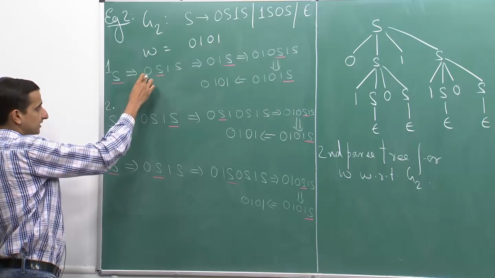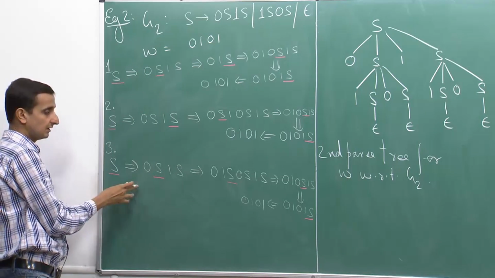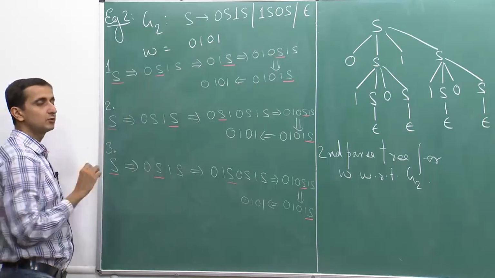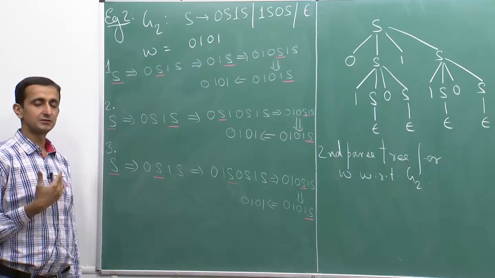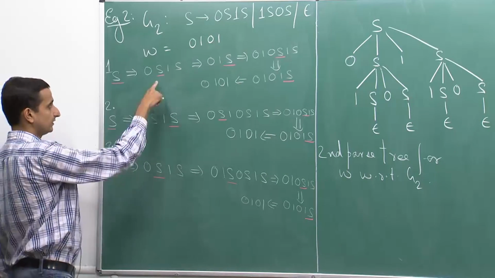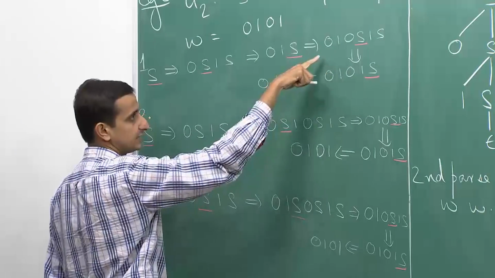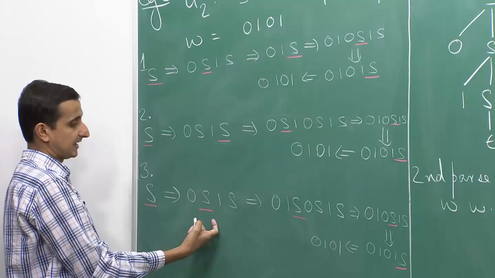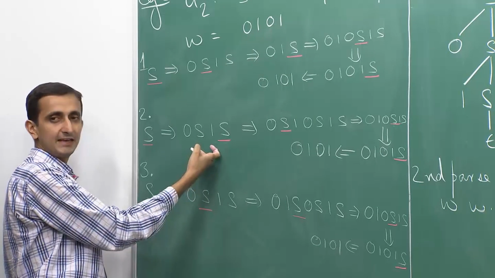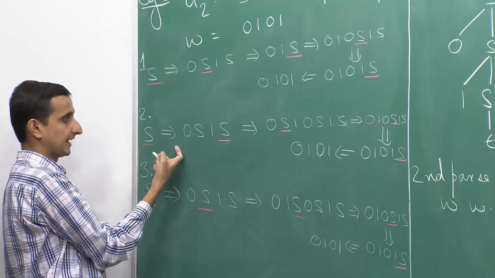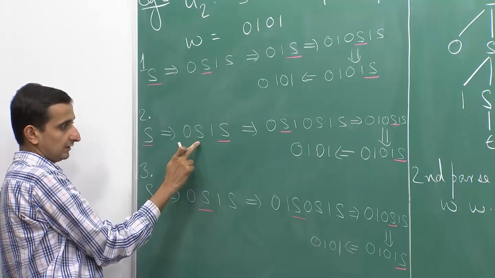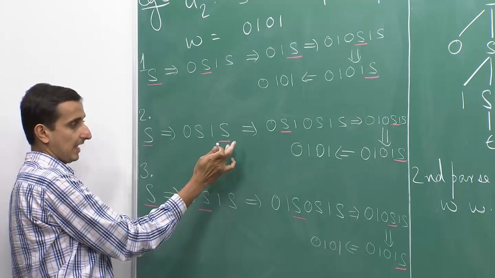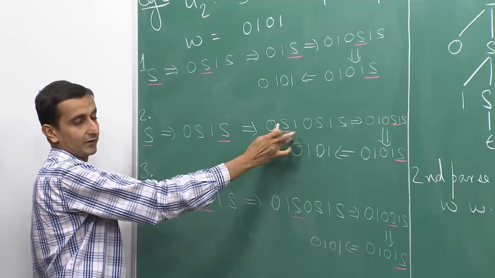Note that in my first and in my third derivation, in the current string, always the leftmost variable gets replaced. This is what is known as a leftmost derivation. Whichever is the leftmost variable in a string, that is getting replaced, and the same thing happens here. But that is not the case with the second derivation. Here, although the first S is the leftmost S, I am replacing another variable to get the next string.